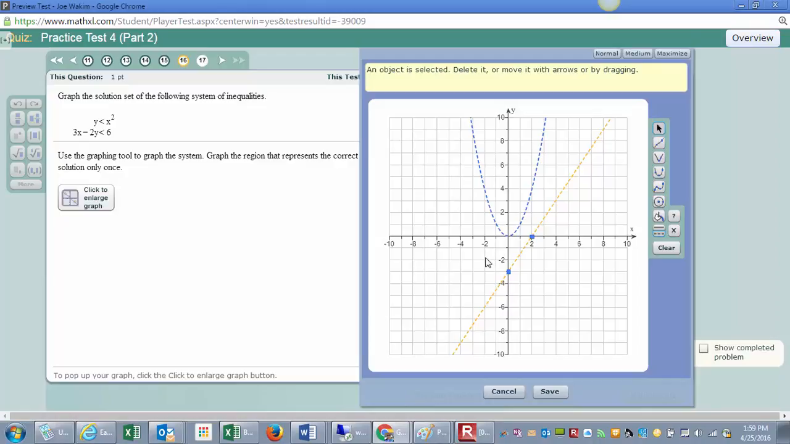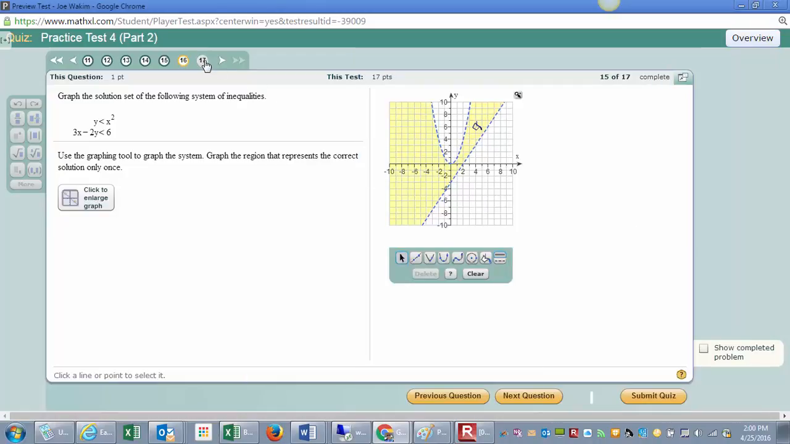Let's try 0, 0 for the line. Is 0 plus 0 minus 0 less than 6? Yes. So we're looking at this region here, outside. So let's do the between the two. This is the region that is right. So outside the parabola, but above the line, because 0, 0 is a solution for the line. And then one more, number 17.